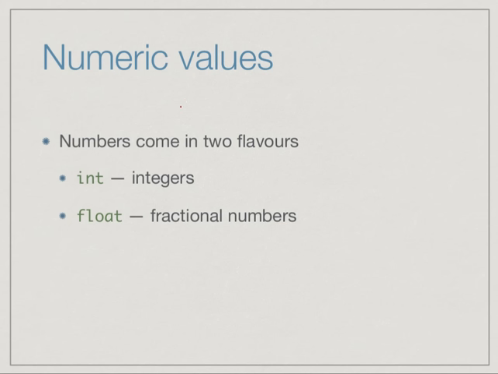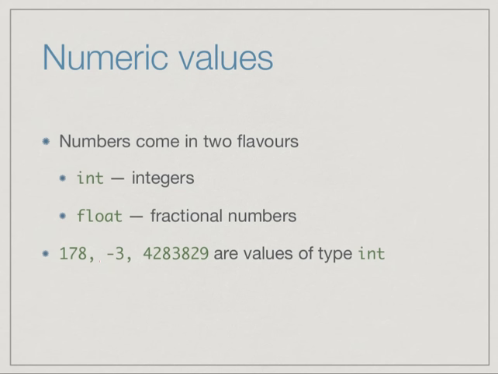So the most basic type of value that one can think of are numbers. Now in Python and in most programming languages, numbers come in two distinct flavors, as you could call them: integers and numbers which have fractional parts. So in Python, these two types are called int and float. So int refers to numbers which have no decimal part, which have no fractional part.